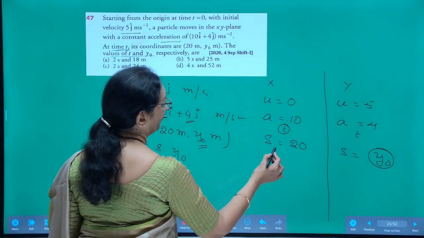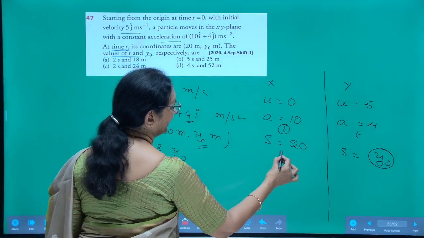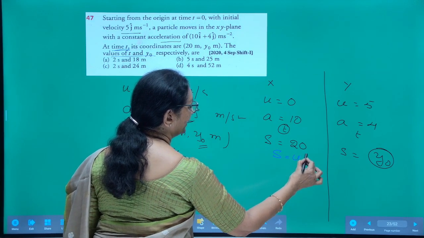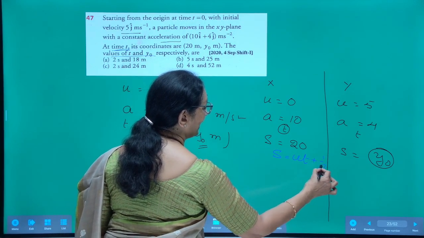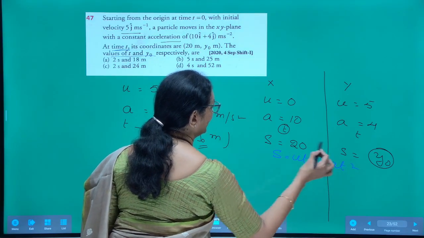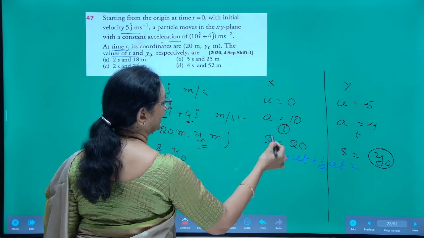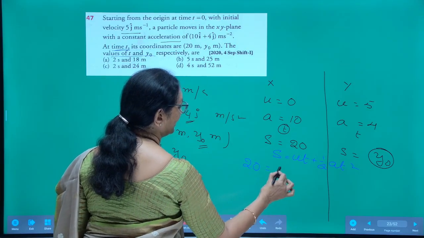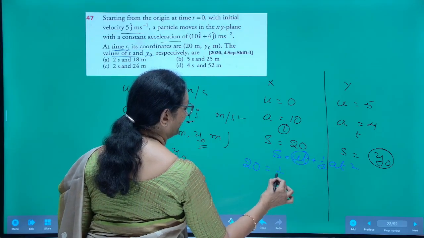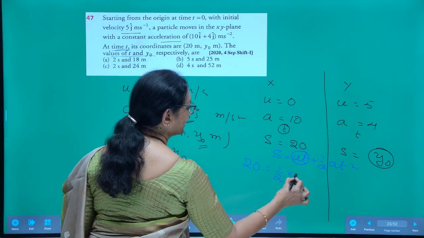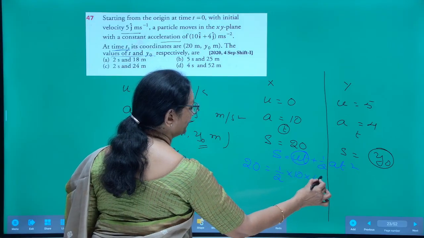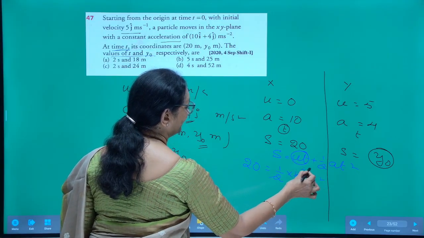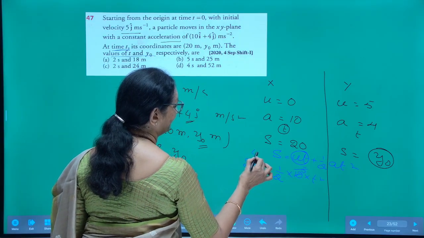From this, what relation connects them? S is equal to ut plus half at square. So, apply this to the x-axis. S is 20, u is 0, so the first term becomes 0. Half a is 10 into t square. The 5 gets cancelled 4 times.